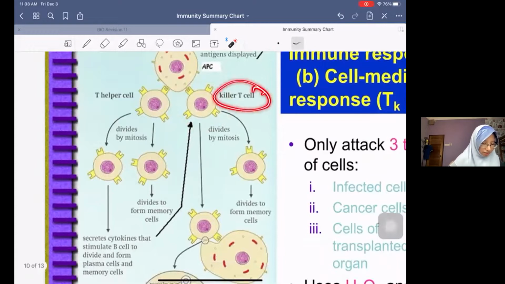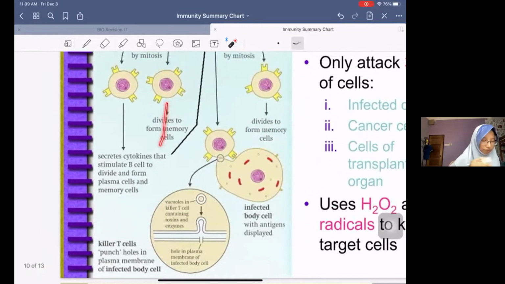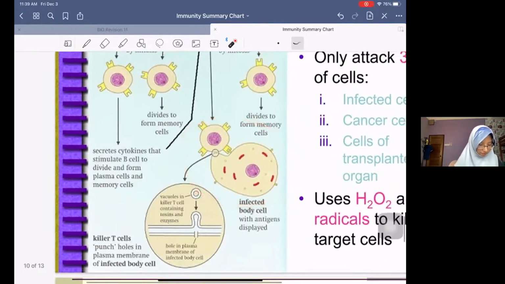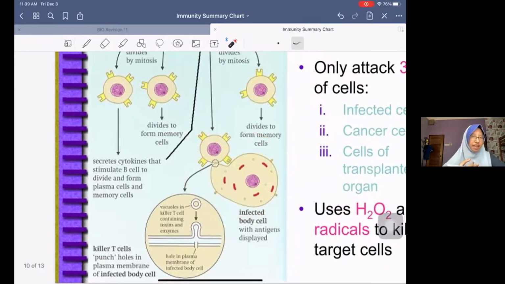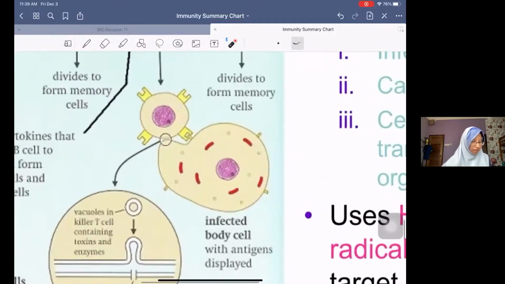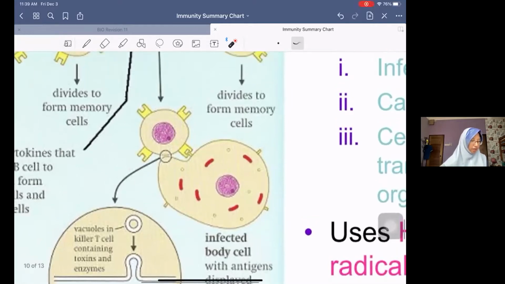So this is how the killer T cells work. They divide. Memory cells must be formed for both these processes. Then they bind to the infected cell. The infected cell is also presenting the pathogen. When the pathogen takes over the cell, it begins to make its own proteins, right? So in order to catch the attention of the T lymphocyte, the infected cell takes some of these proteins and presents them on top of its cell membrane.